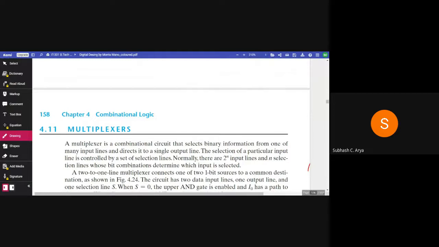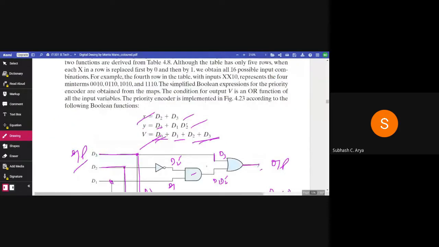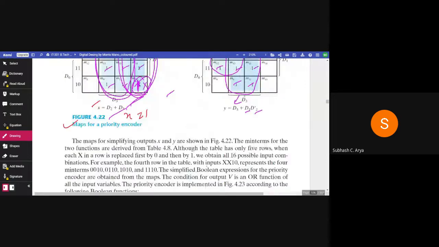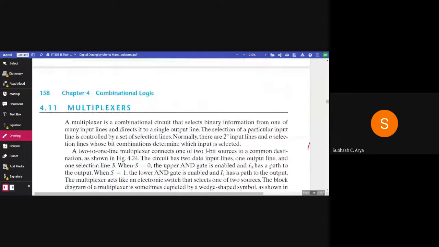Welcome back to this class. In previous classes, we were studying encoder, decoder, and in encoder, specifically priority encoder. Today we shall learn about multiplexer.